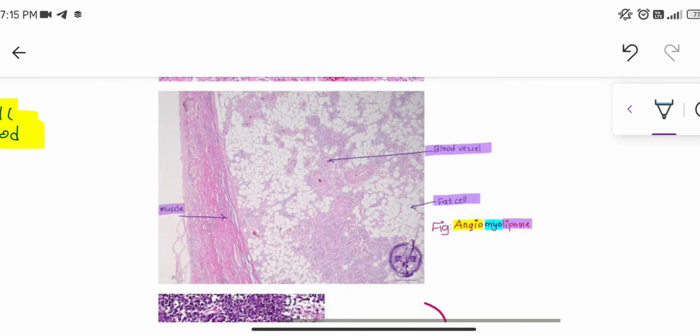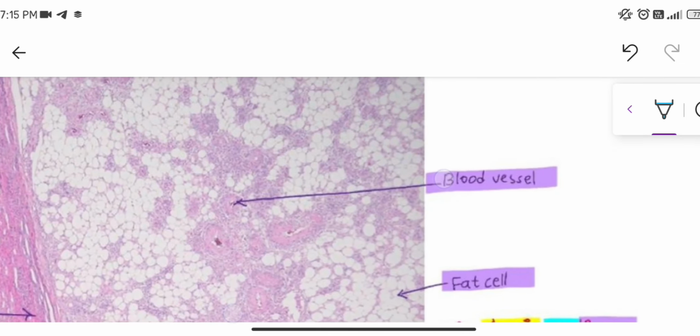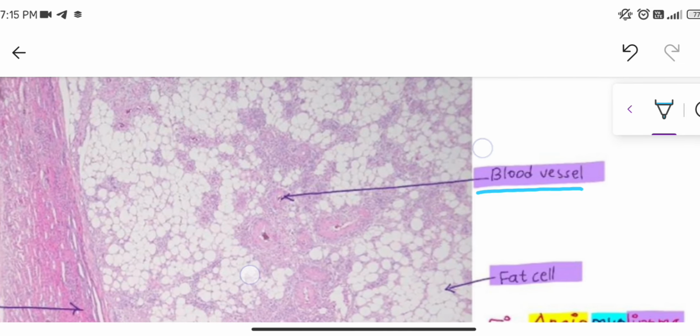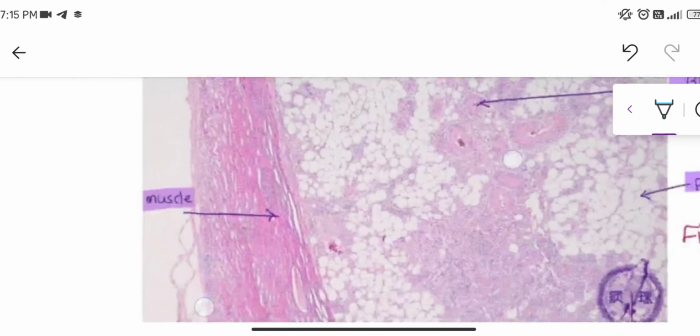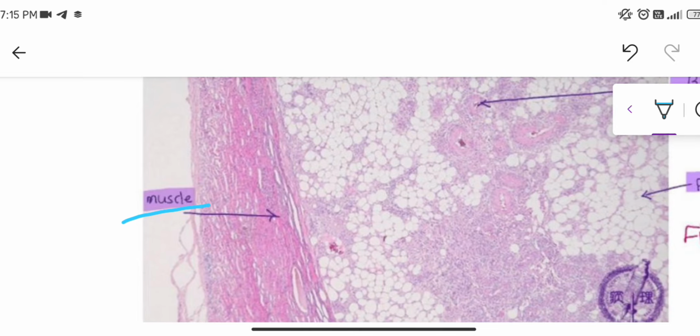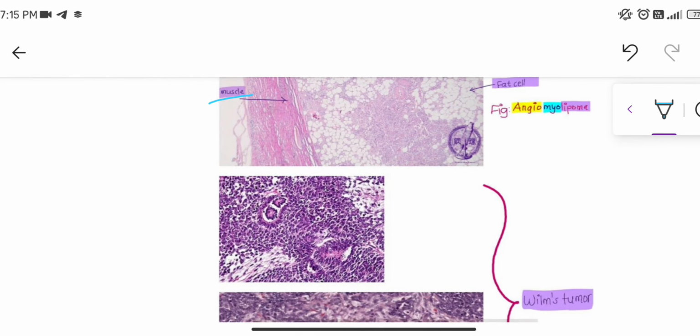This is the best figure. You can see here the blood vessels are proliferated. Then there is presence of the fat cells, as well as muscle proliferation in this figure. So this is the angiomyolipoma.